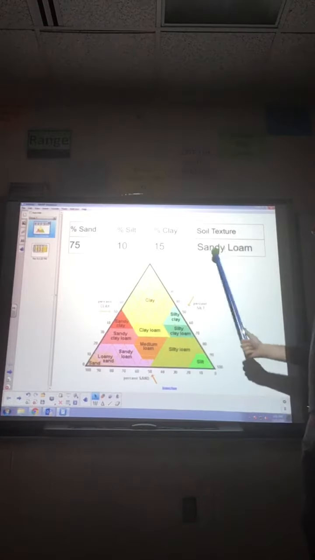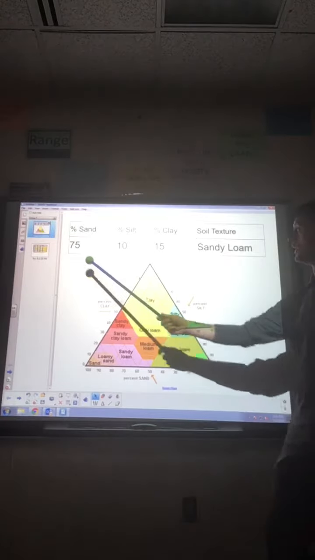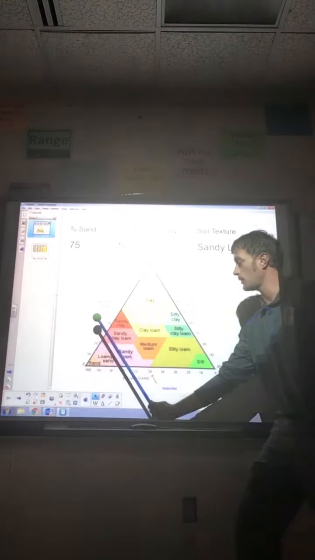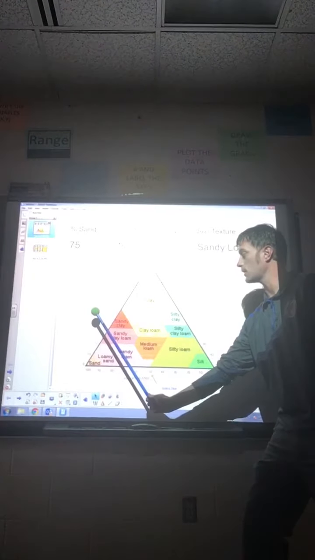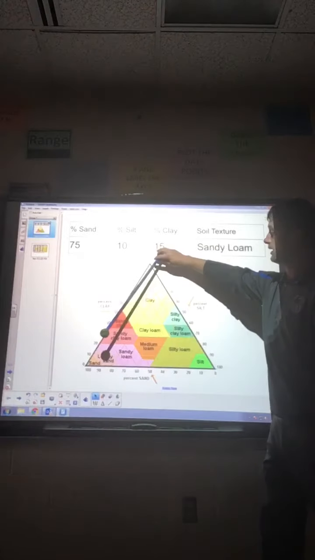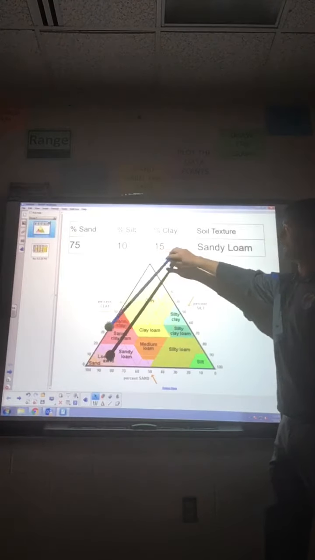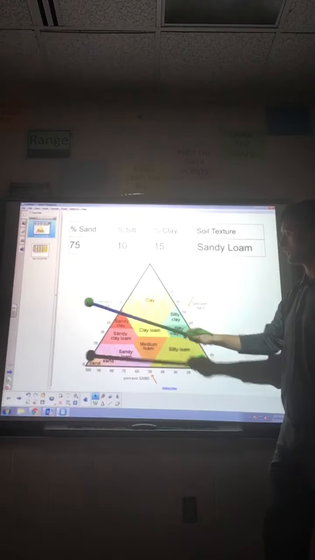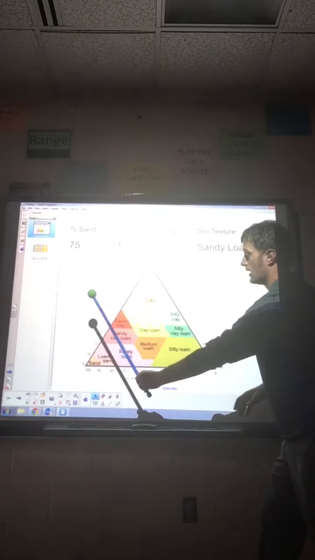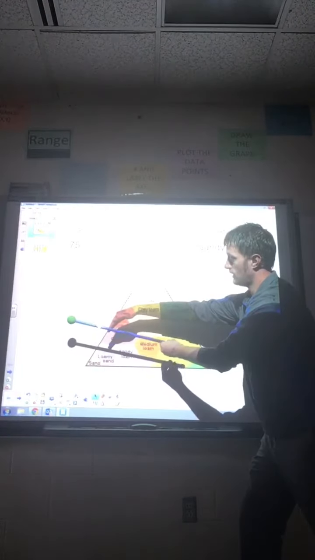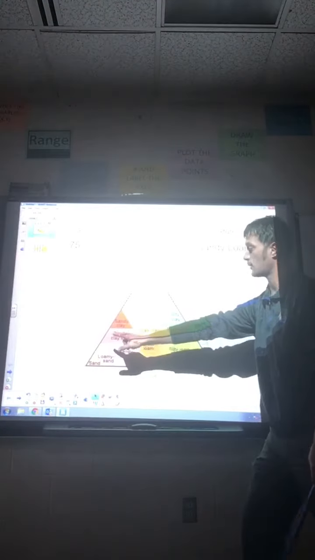To figure out where that falls on the table, I'm going to take my 75% sand. Notice it says percent sand down here, so I come over to the 75, and these lines go this way. Then I use my percent silt, which is 10%. That line goes this way, and then clay is 15%, and those lines go straight across. So again, that was 75, 10, and 15.